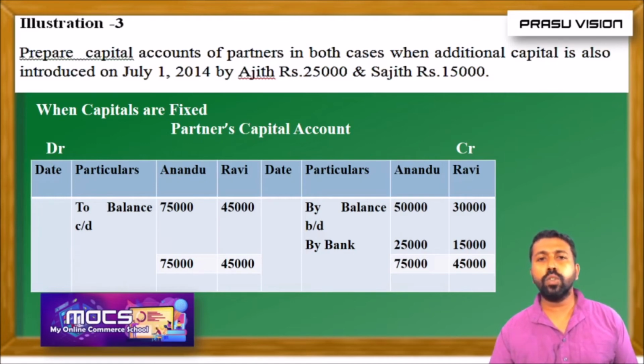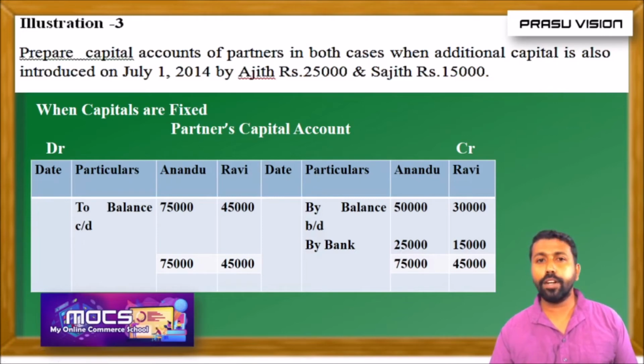So, first of all, we have to go through the fixed capital method. As per this method, we are preparing the partners' capital account and writing the amount as per the previous question, by balance brought down 50,000 and 30,000. And next we have to record the additional amount of capital introduced by the partners. That is Ajit 25,000 and Sajid 15,000. So we will write by bank 25,000 and 15,000.